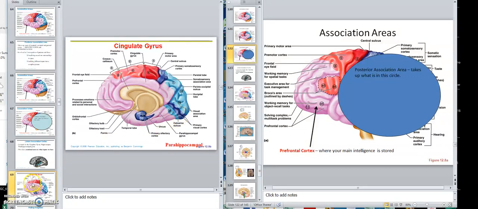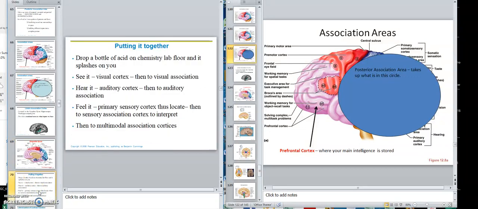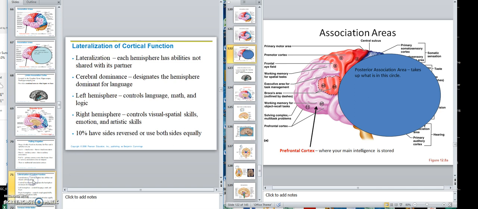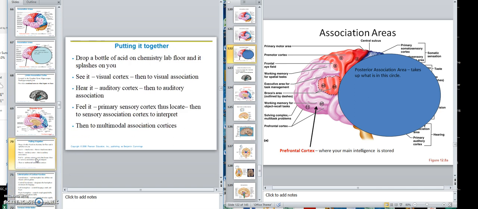Okay, and the hippocampus is part of that limbic aspect. So with the multimodal association areas, this is kind of what you're looking at. I call it putting it together. Drop a bottle of acid on a chemistry lab floor and it splashes on you. See it, that's the visual cortex. You see it drop. You hear the glass break. You feel it because that burn occurred with that acid hitting you. But the multimodal area puts it all together. It says, I dropped a glass of acid on the floor and it hurts, basically. You put the whole story together.